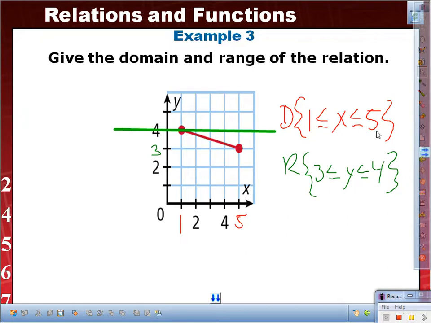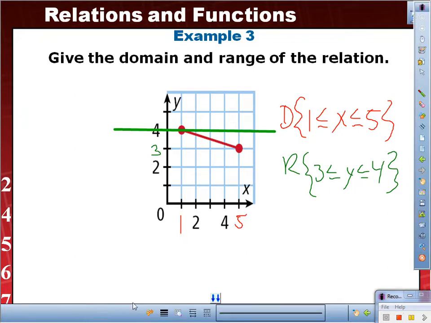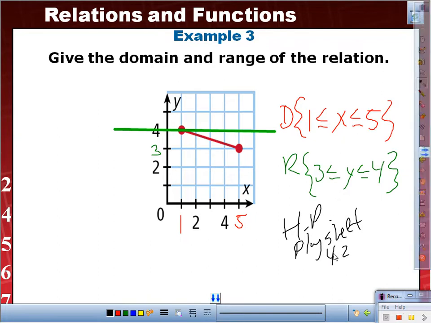Everybody got it? All right, your home play for tonight. Home play is play sheet 4.2. Come grab one on your way out. Just do numbers 1 through 5. Only.